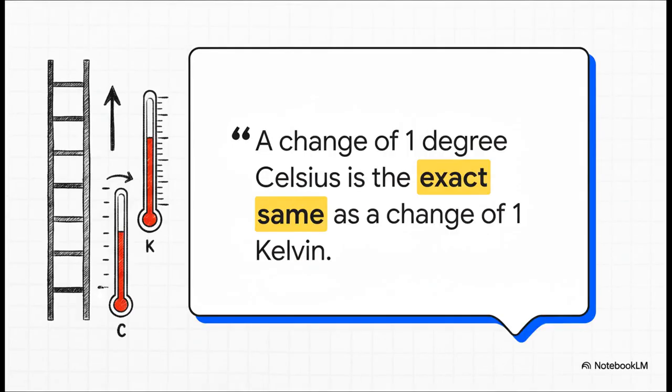Now, this is a really important point to remember. Because Celsius is just a shifted version of Kelvin, the size of 1 degree is exactly the same in both. That means if the temperature goes up by 1 degree Celsius, it has also gone up by 1 Kelvin. The steps on the ladder are the same size, even if the whole ladder starts at a different place.